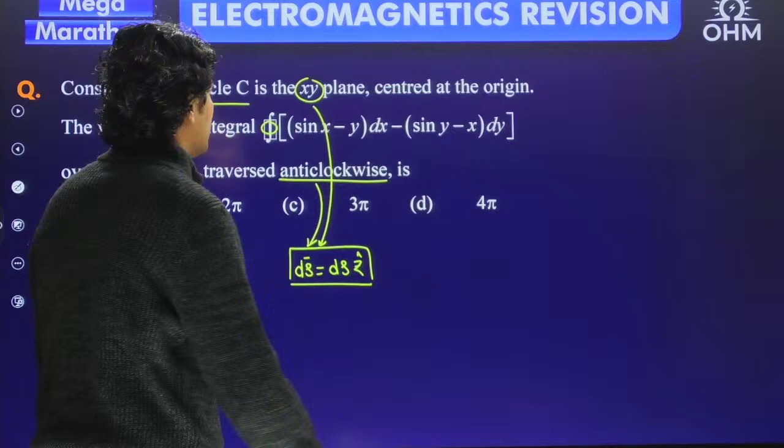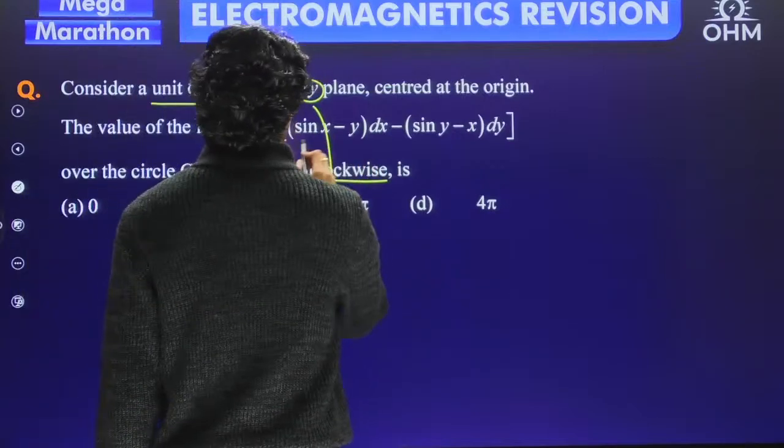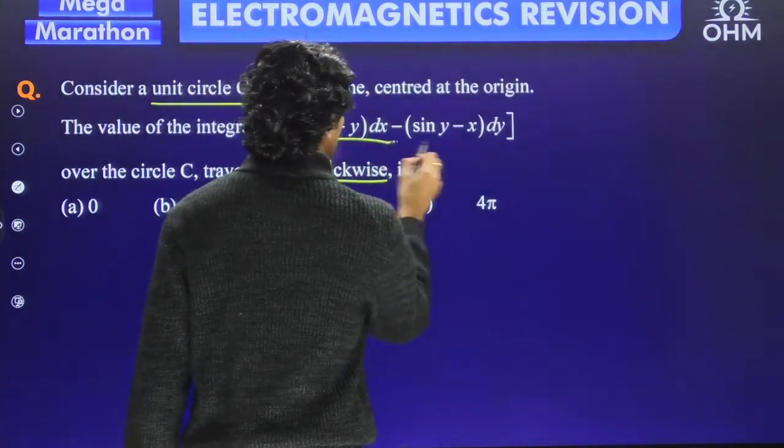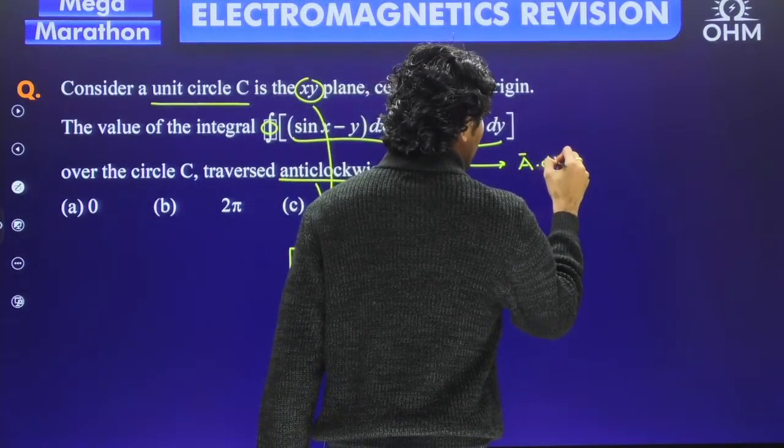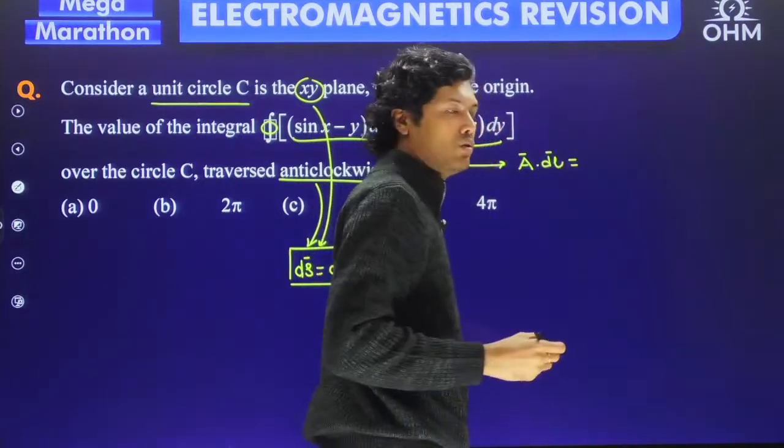And if you look at the data that was given to you, this expression is basically A bar dot dl bar. What is A bar dot dl bar in the case of a two-dimensional system?